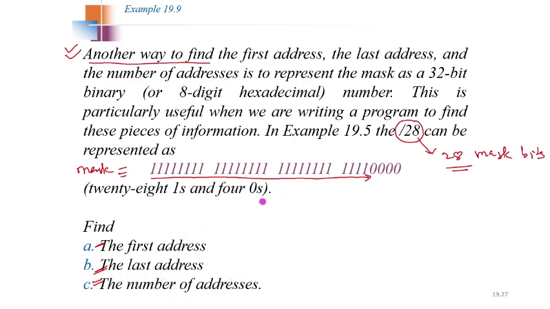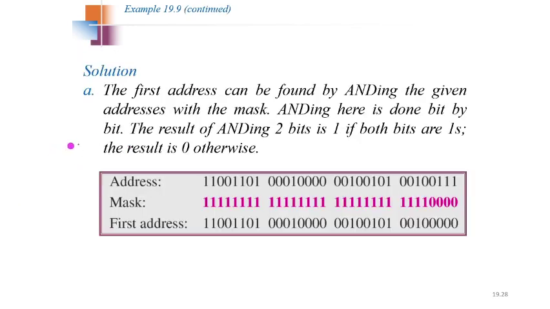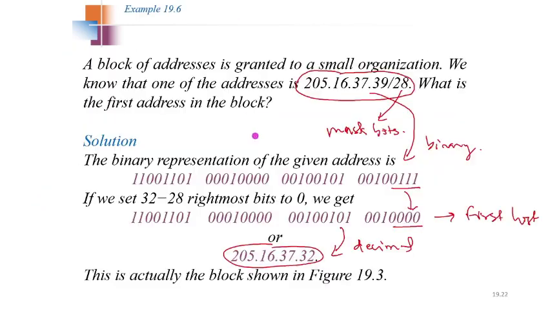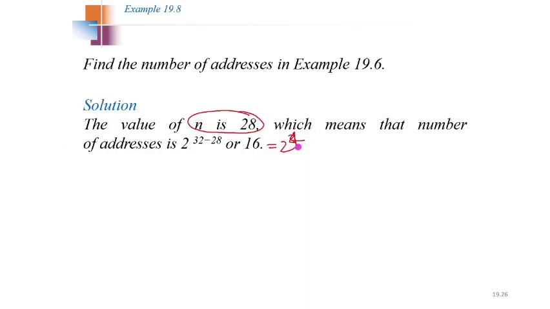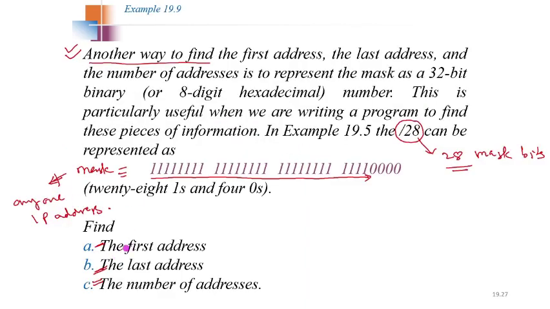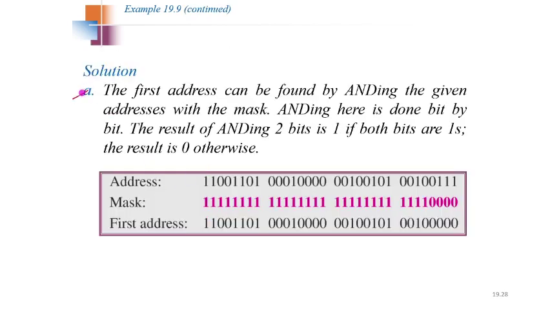Along with this mask, we should have any one IP address. In the previous question, one of the IP addresses was given, so this was the IP address given, and we use the same. So one IP address plus the mask is required to find the first, last, and number of addresses. How can we find the first address? The first address can be found by ANDing the given IP address with the mask.